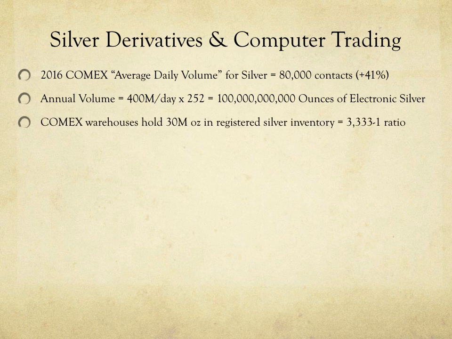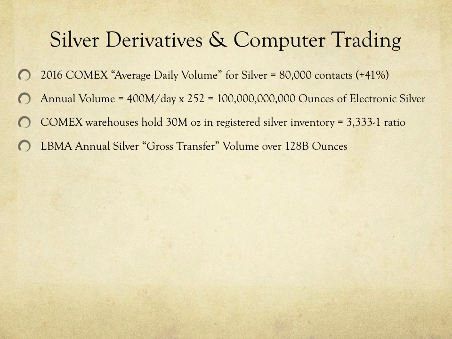And as a great example, the COMEX warehouses supposedly hold about 30 million ounces in the registered category. That's a registered ratio of 3,333 to 1 compared to the amount of silver traded every year on the COMEX. So insane amounts of electronic silver traded vis-a-vis the amount of physical in that market. And that's just one market. The LBMA annual gross transfers volume is over 128 billion ounces, even more.